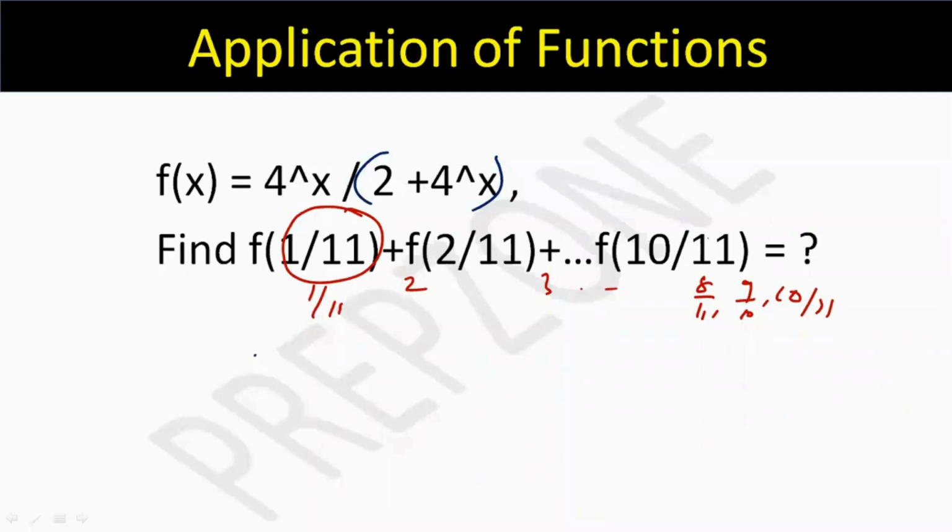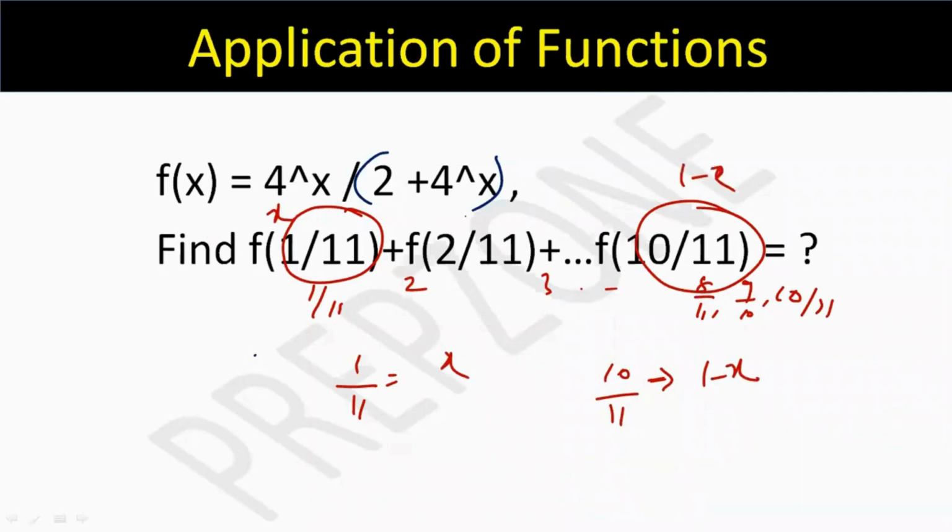Good. Okay. So which means if this is x, this is what? If you have to express it in its term, what is this? If 1 by 11 is equal to x, ठीक है? तो 10 by 11 क्या होगा? 1 minus x. Similarly, you have 2 by 11, 9 by 11. उसका conjugate है 3 and 8, 4 and 7, 5 and 6.